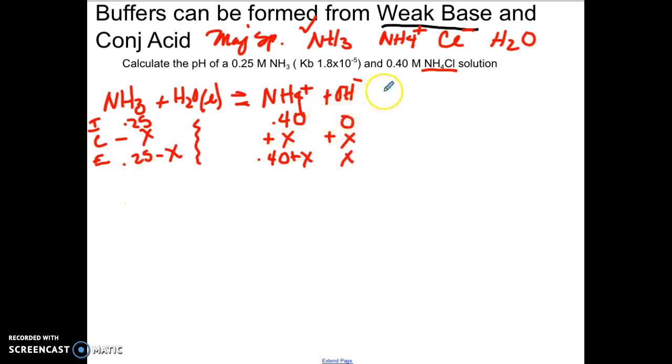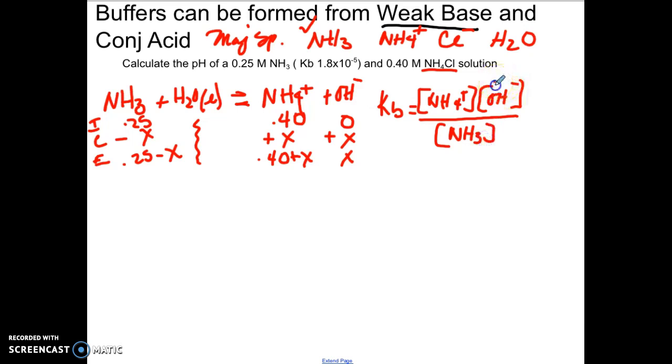So now when we're looking at the Kb expression, the Kb is going to equal the concentration of NH4 plus times the concentration of OH minus. And the reason why I'm spelling this out is, don't be fooled when you're talking about bases. Remember, you're not making acids, you're making hydroxides. So you have to account for that. When I plug this in, it becomes 1.8 times 10 to the negative 5 is equal to 0.40 plus x times x, which would be the hydroxide ion concentration, over 0.25 minus x.